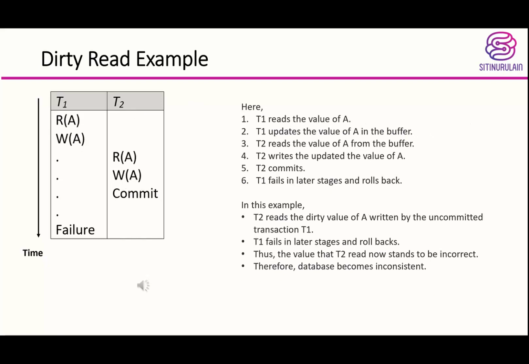The diagram shows an example of the dirty read situation. Here, T1 reads the value of A. T1 updates the value of A in the buffer. T2 reads the value of A from the buffer. T2 writes the updated value of A. T2 commits. T1 fails in later stages and rolls back. In this example, T2 reads the dirty value of A written by the uncommitted transaction T1. T1 fails in later stages and rolls back. Thus, the value that T2 read now stands to be incorrect. Therefore, the database becomes inconsistent.